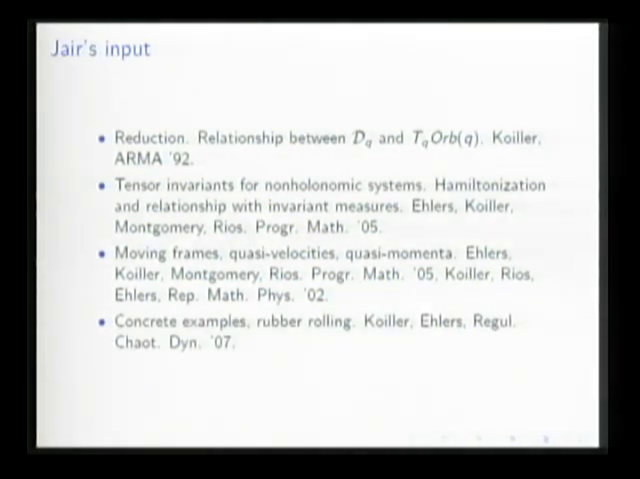So, studying rubber rolling has been useful, and in this paper in Regular and Chaotic Dynamics 2007, he has an explicit formula for rubber rolling over a sphere that's very mysterious, involving the radii of both spheres in a very interesting way.